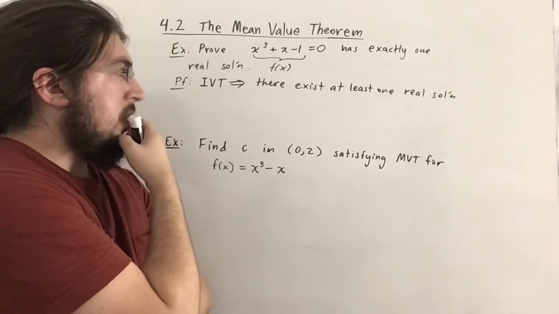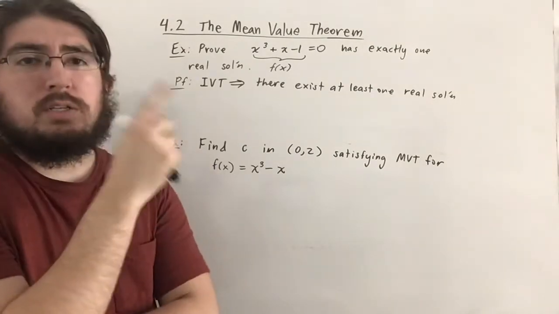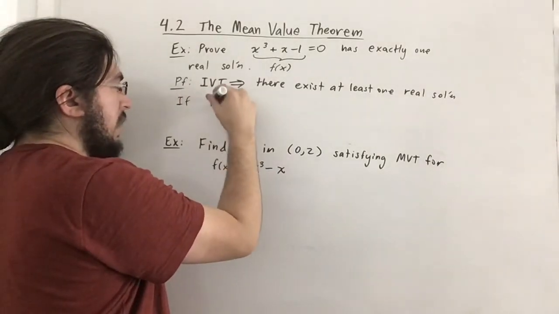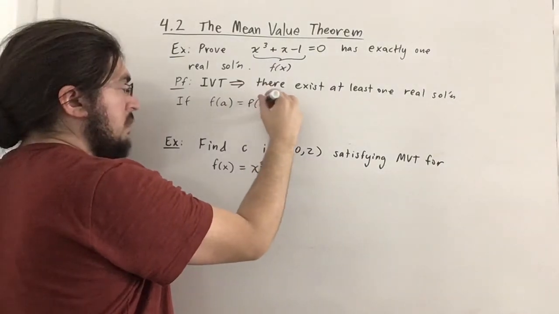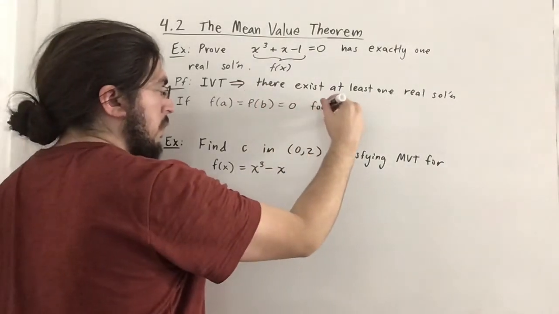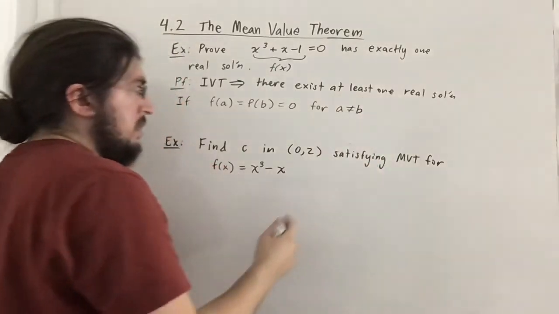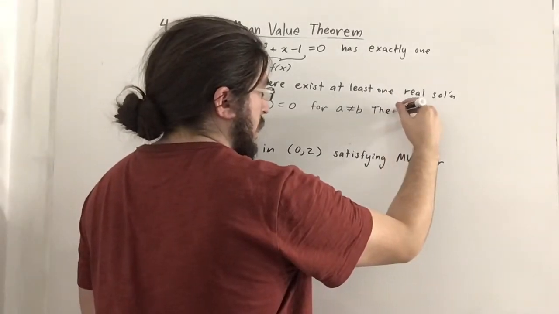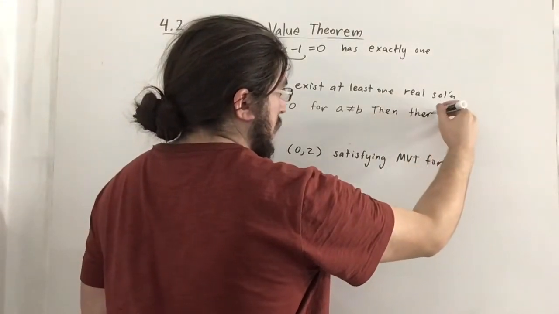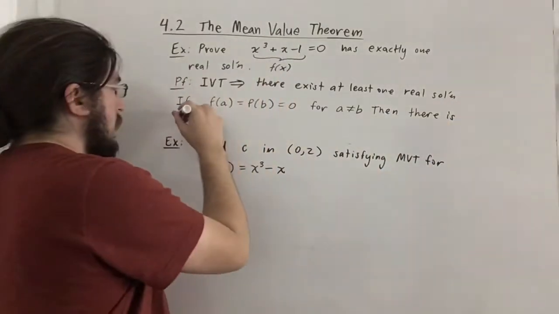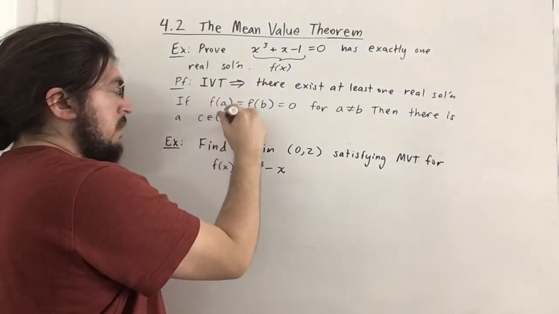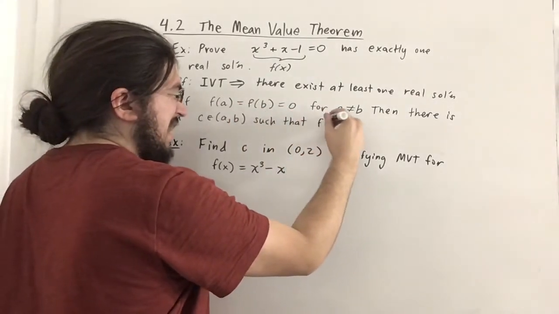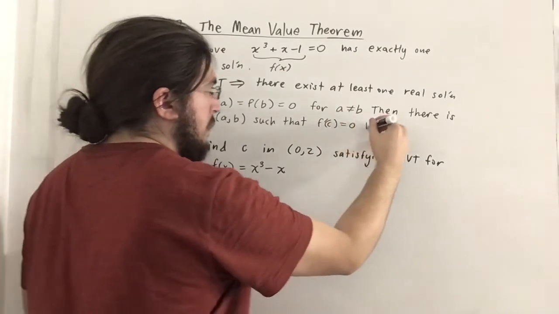So we know there's at least one real solution, but what we're going to do is try to apply Rolle's theorem. So let's say if there were two solutions, so let's say f of a equals f of b equals 0 for a not equal to b. This just means there are two different real solutions. Then there exists a number c in the interval a to b such that f prime of c equals 0, and this is by Rolle's theorem.